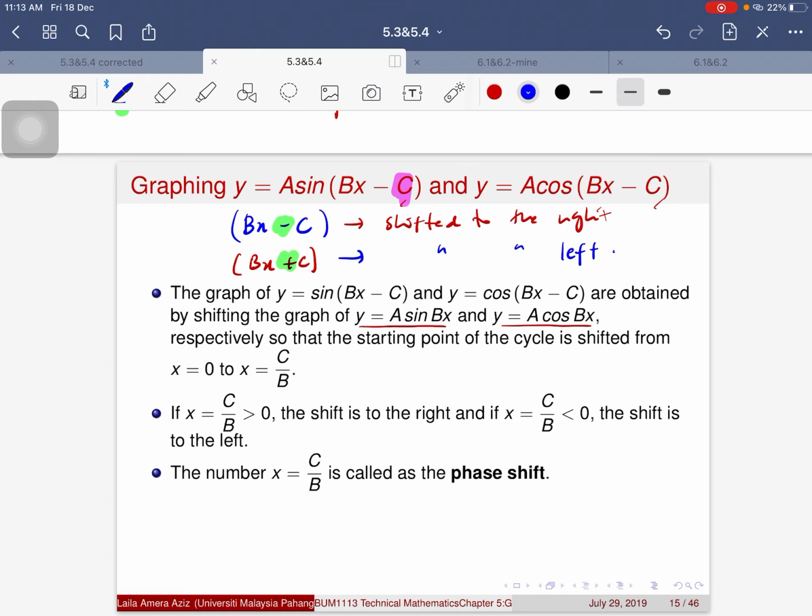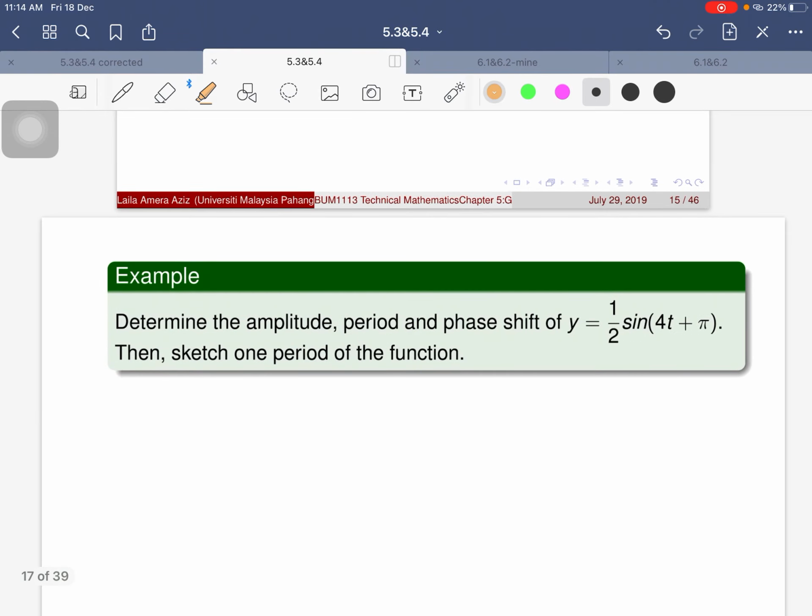And how do we know how many units to shift, how many units to the right or to the left? That is going to be a formula that we use for this. The value is c over b, and this value is known as the phase shift. It tells how many units to the right or left we shift our graph.